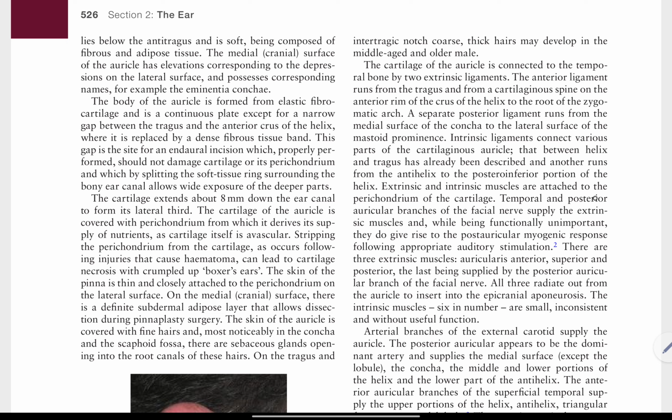Extrinsic and intrinsic muscles are attached to the perichondrium of the cartilage. Temporal and posterior auricular branches of the facial nerve supply the extrinsic muscles, and while being functionally unimportant, they give rise to the postauricular myogenic response following appropriate auditory stimulation. There are three extrinsic muscles: auricularis anterior, superior, and posterior, the last being supplied by the posterior auricular branch of the facial nerve. All three radiate out from the auricle to insert into the epicranial aponeurosis. The intrinsic muscles, six in number, are small, inconsistent, and without useful function.